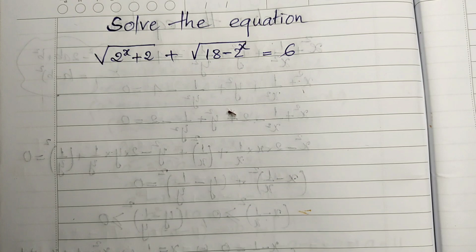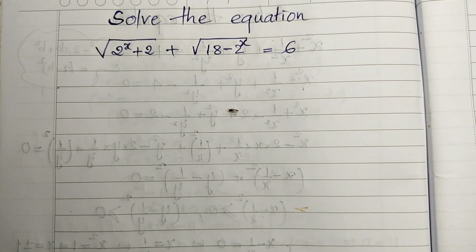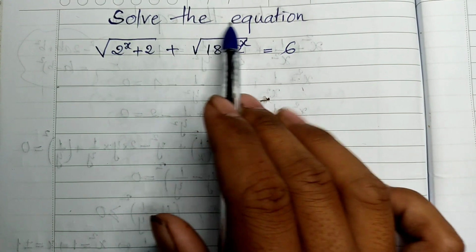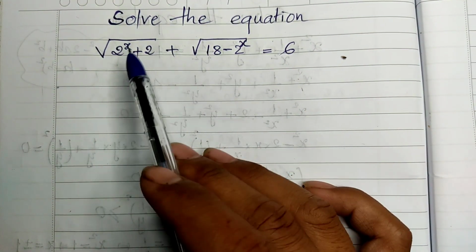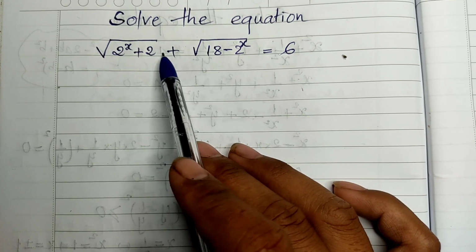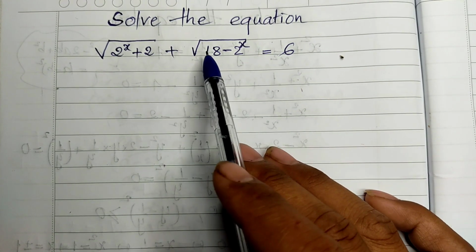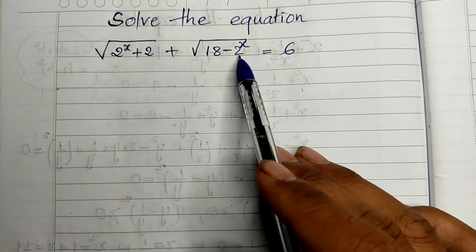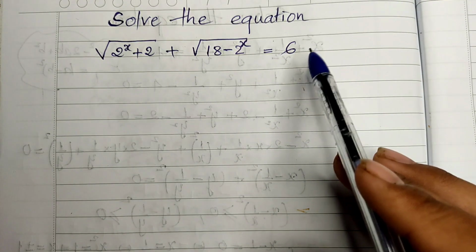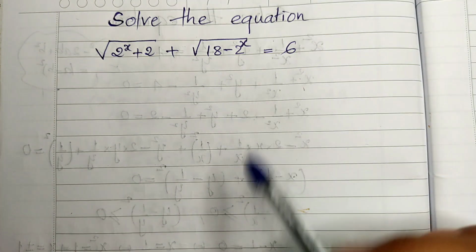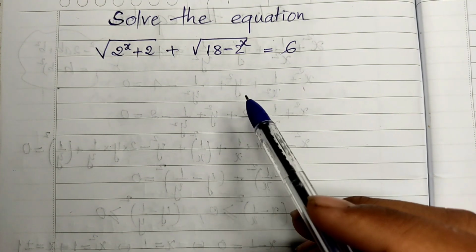Today I have one exercise on paper. Solve the equation. The equation is square root of 2^x plus 2, plus square root of 18 minus 2^x, equals 6. Do you know how to solve this? If you know it, please do it.